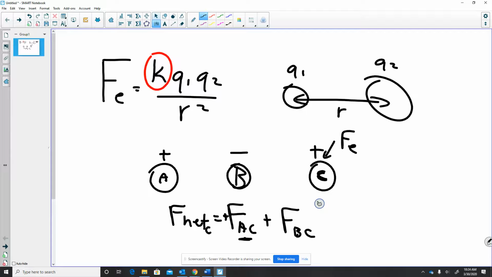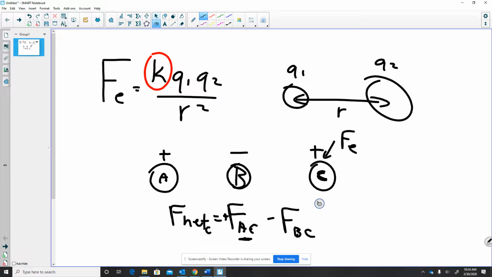Okay. Now between B and C, if there was just B and C here, C would be attracted towards B because B is negative and C is positive. And so that would be a force to the left, so that would be a negative force. So I'm going to switch this positive sign in between here to a negative sign. Okay. So when we add them up together, we'd have a positive force of A on C minus the force of B on C. Okay, and that would give me what my net force would be acting on C.